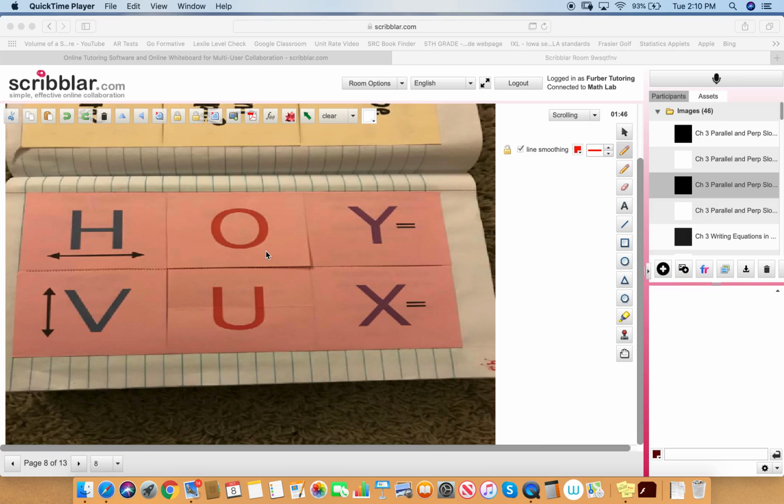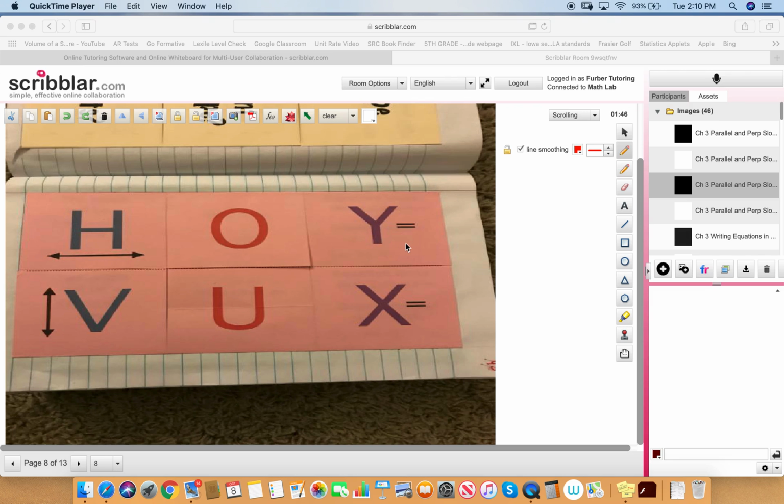One special circumstance we need to talk about in relation to linear equations is when we are dealing with horizontal or vertical lines. I have a little acronym that I use to describe this, HOY and VUX. You can see from the outer portion of these notes that the H has a horizontal line, and the last letter in the word HOY says y equals.